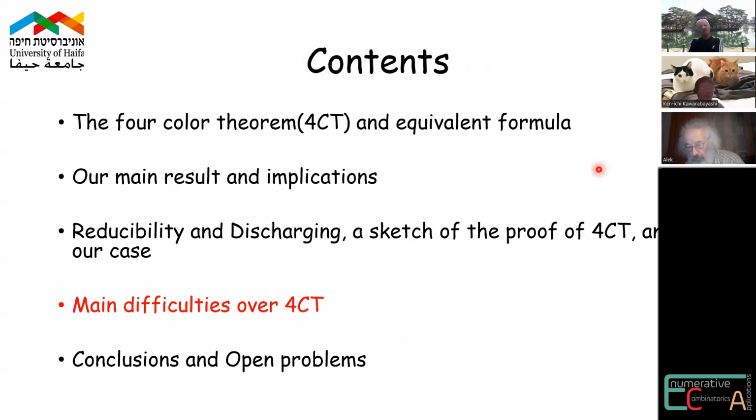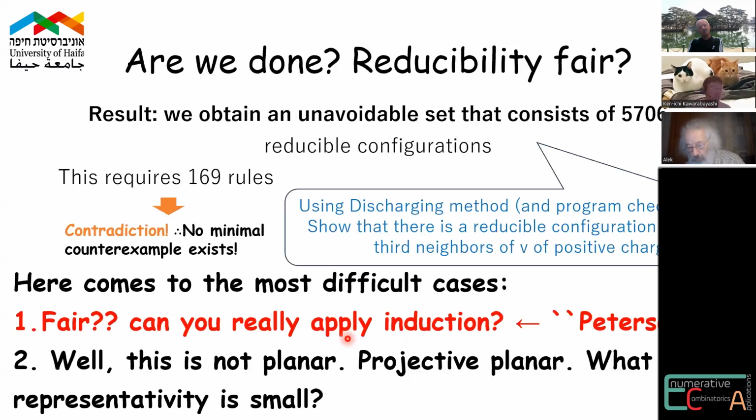For the rest of the time, maybe 15 minutes, I'll say something about the difficulty. Well, are we done? It seems to say that the minimal counterexample doesn't exist. And in fact, this is exactly what the proof of the Four Color Theorem does. But in our case, there are a few difficulties, and in fact two most difficult parts. The first thing is really the annoying part.